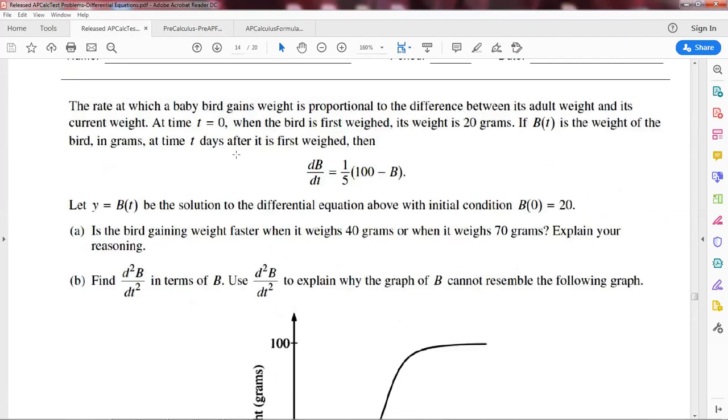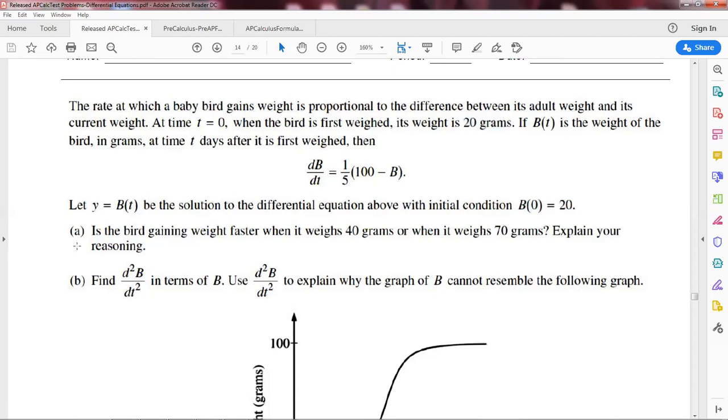Now, the problem says, the rate at which a baby bird gains weight is proportional to the difference between its adult weight and its current weight. At time t equals 0, when the bird is first weighed, its weight is 20 grams. If B of t is the weight of the bird in grams at time t days after its first weighing, then dB/dt is 1/5 (100 minus B). Let B of t be the solution of the differential equation above with the initial condition B of 0 equals 20. That is the initial time and the initial weight here.